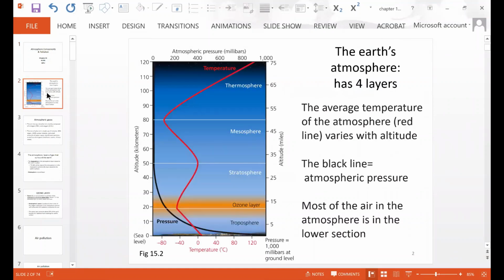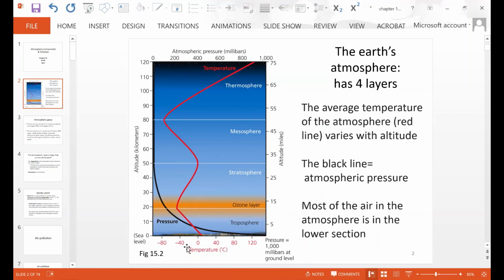First, we'll go over the components of the atmosphere. So there are four main layers. You have the troposphere, the stratosphere, mesosphere, and thermosphere. This black line here is a graph of atmospheric pressure. The red line is a graph of temperature in degrees Celsius.